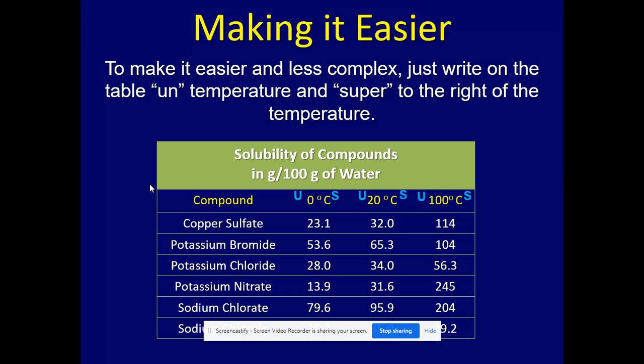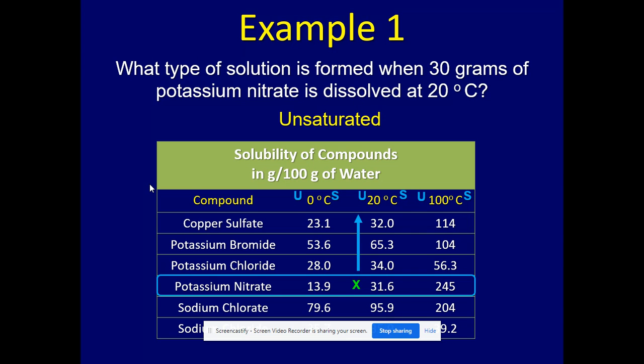Here's an example. What type of solution is formed when 30 grams of potassium nitrate is dissolved at 20 degrees Celsius? We're going to find the 20 degrees Celsius and find potassium nitrate, fourth one down, and it is saying 30 grams. Looking at 20 degrees Celsius for potassium nitrate, normally 31.6 is a saturated solution. 30 grams is less, so it's going to be unsaturated.